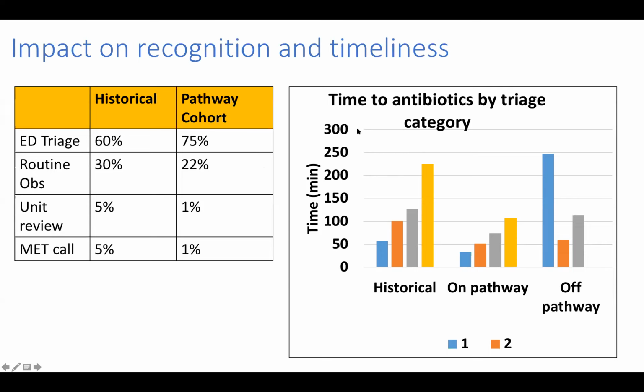You can also see that time to antibiotics is very much impacted by the triage criteria. So of course, Category 1 is straight through to the cubicle, Category 2 is 10 minutes, Category 3 is 30 minutes clinical review, and so on. And we were able to significantly improve that once the pathway was implemented. These were patients that were not managed up the pathway.